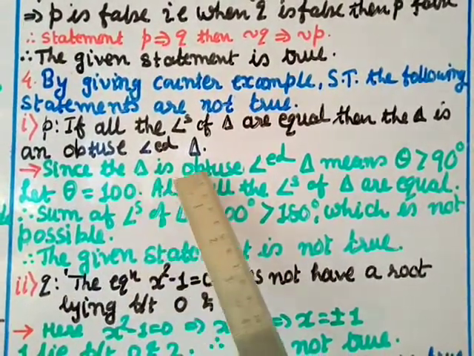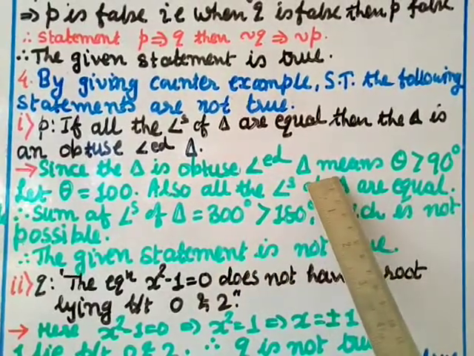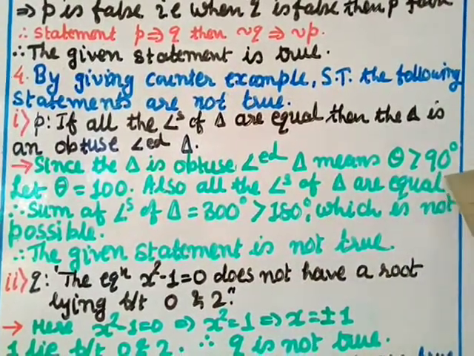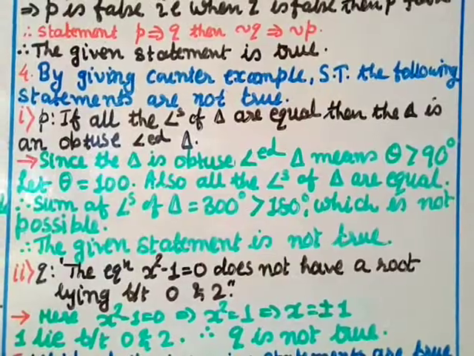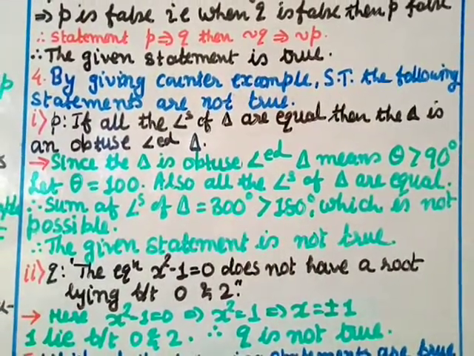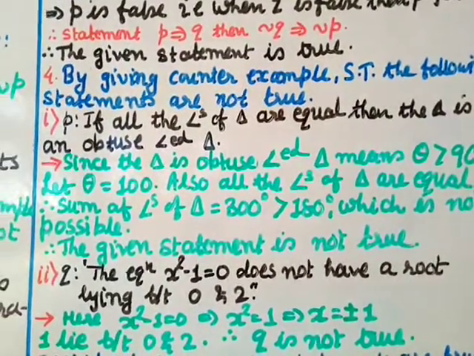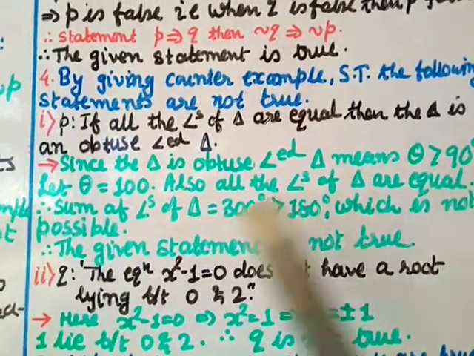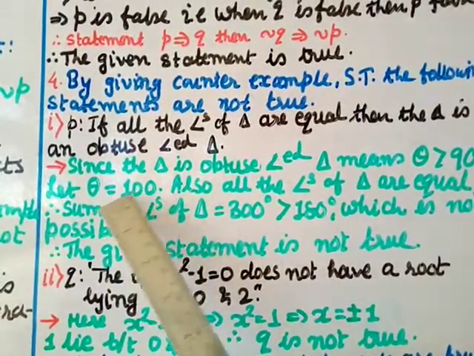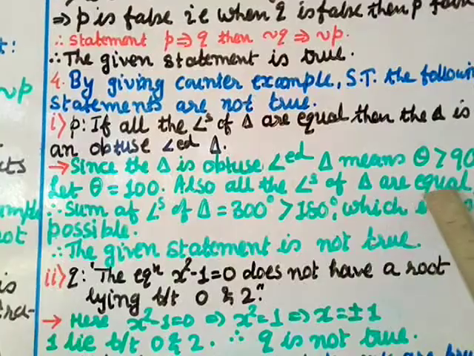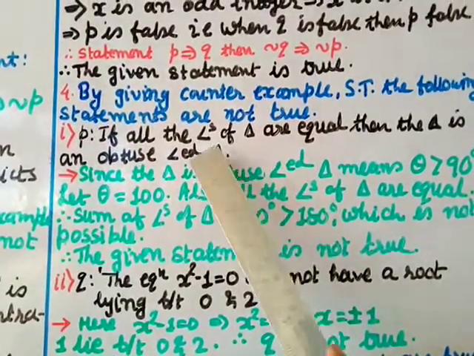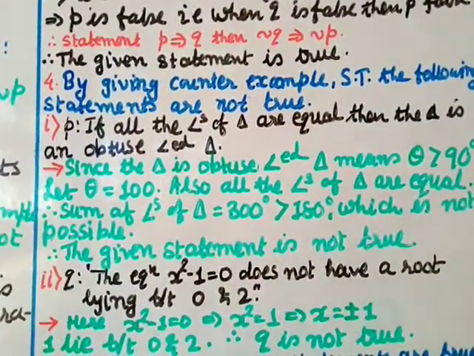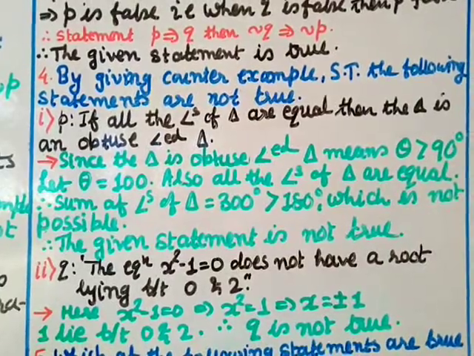Since the triangle is an obtuse angle triangle, it means theta should be greater than 90, right? If it is obtuse, you know that the angle should be greater than 90. So let us take any number more than 90 degrees. So I'll take here theta equal to 100. Also all the angles of a triangle are equal. They have given us that all the angles are equal, right? That means all the three angles are 100 degrees, right?